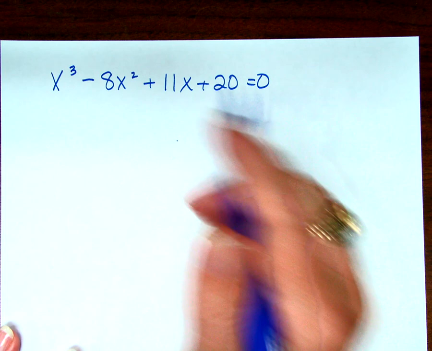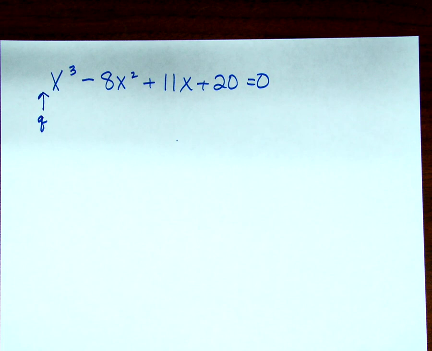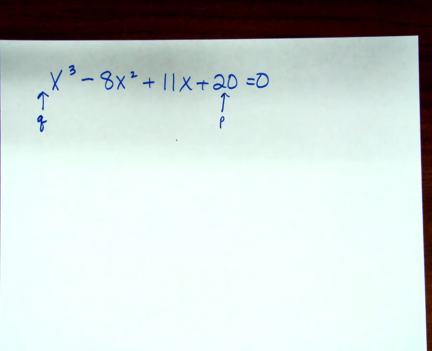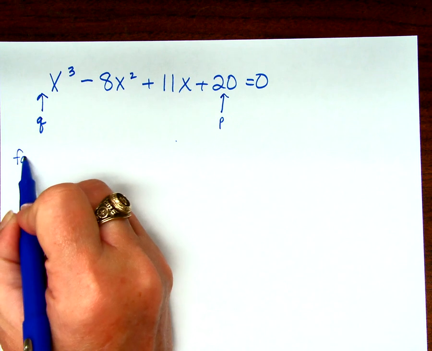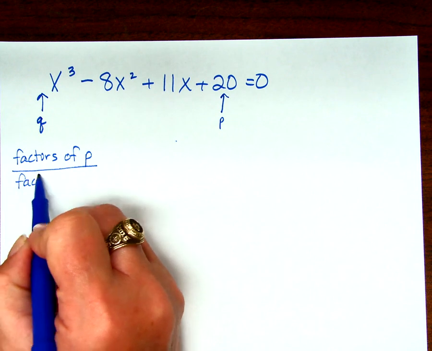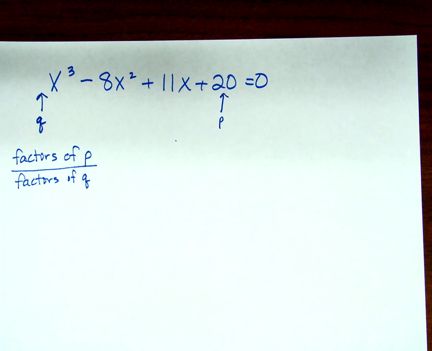So here's what we're going to do. We're going to call my leading coefficient, that very first term, Q. And my constant, we're going to call that P. Because what the rational root theorem says is if I take all the factors of P and divide it by all the factors of Q, that will help me narrow down the possible factors for this polynomial. Now, does that make sense? No, it doesn't. We haven't done any examples, right? Factors of P, factors of Q, that's just nonsense right now.